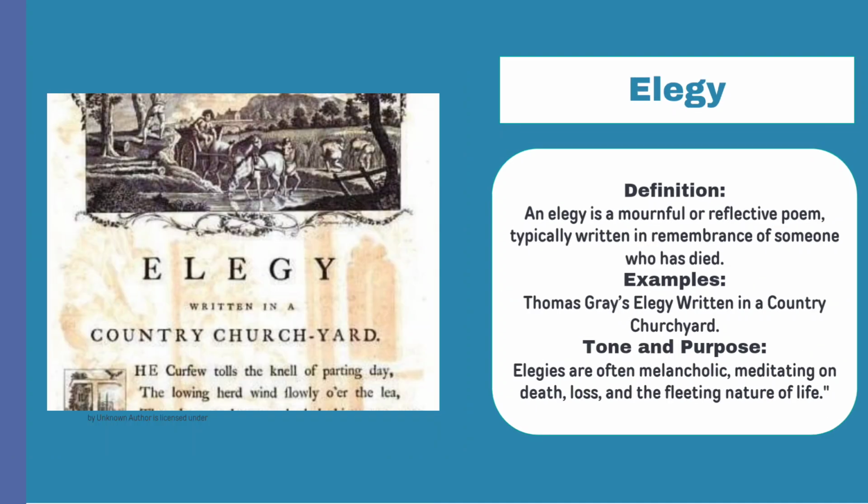Next, we are going to learn about the elegy. An elegy is a mournful or reflective poem that is typically written in remembrance of someone who has died. One of the famous examples of an elegy is Thomas Gray's Elegy Written in a Country Churchyard. So, what is the purpose or tone behind the elegy? Elegies are often melancholic, meditating on death, loss, and the fleeting nature of life. I have presented an example of an elegy. You can refer to this and write your own elegy.